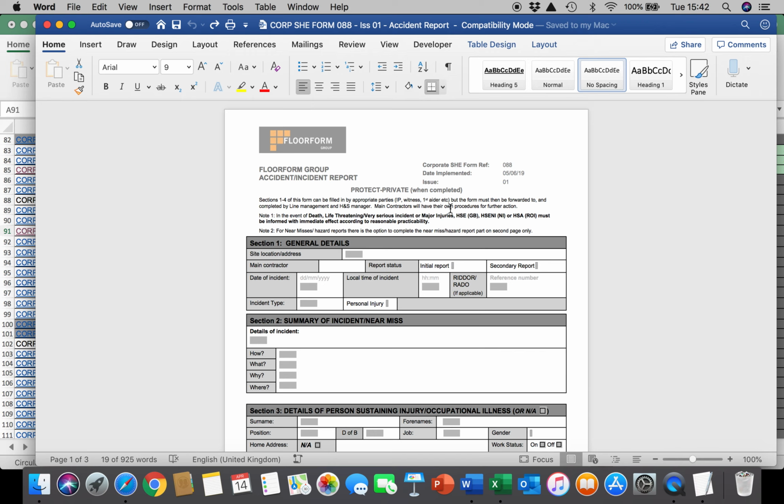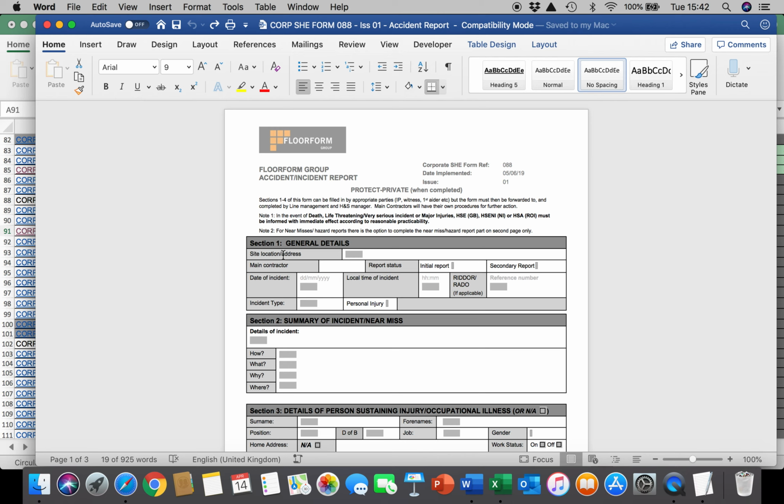Main contractors will have their own procedures for this action. Okay, so regardless of what main contractors ask of you, this needs to come to us. So, note 1, in the event of a death or life-threatening serious injury or major incident, these are the bodies that have to be informed with immediate effect. Okay, near misses has a report. There's an option in the bottom of this here. Okay, so there you go.